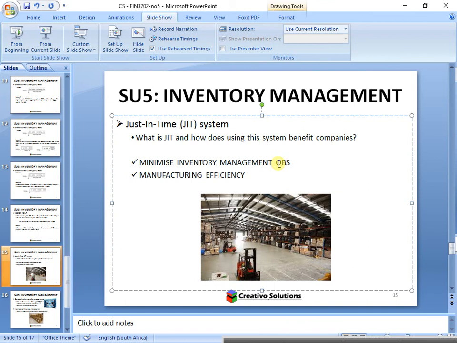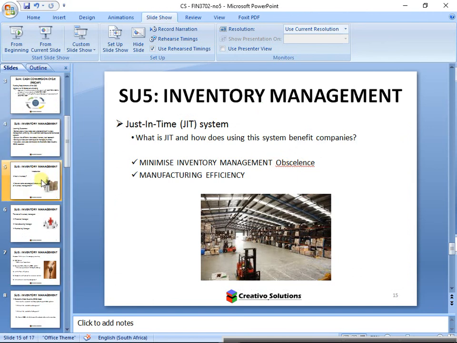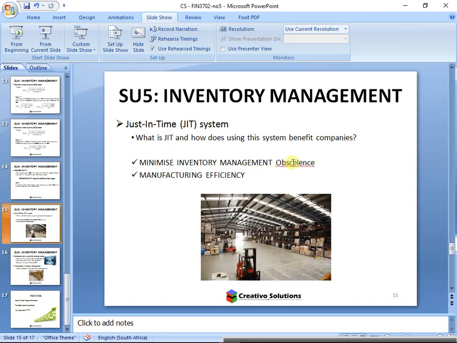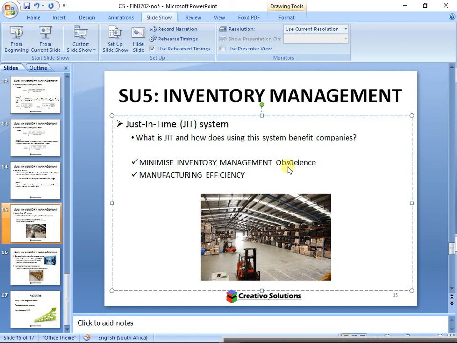Is that right? I think so. No. Obsolescence, I had it on a previous slide. Sorry, the spelling's not so great offhand. How do we spell obsolescence? Okay, you can see this is not working well. I want to know how to spell it. Tricky one. Spelling bee.